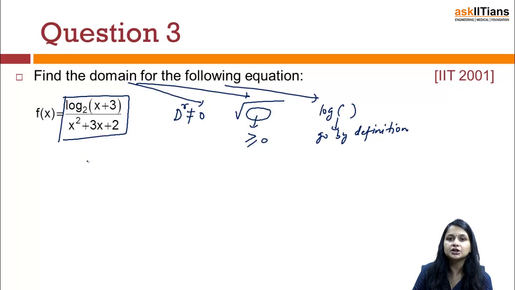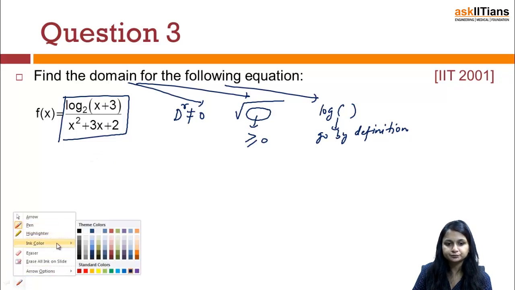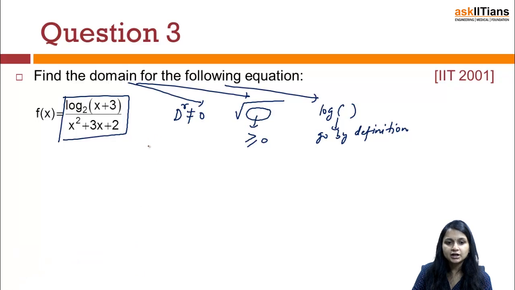Do we have something in the denominator? Yes, we have something in the denominator. What we have is x square plus 3x plus 2. So that should not be equal to 0. So I have x plus 1 into x plus 2 not equal to 0. So x cannot be equal to minus 1 or minus 2.